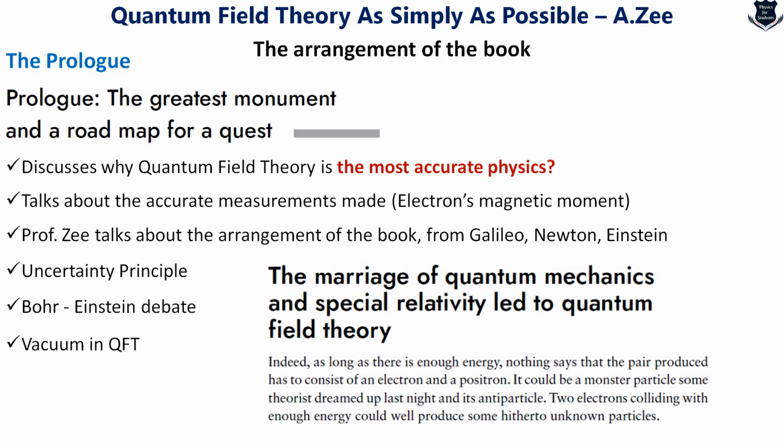The marriage of quantum mechanics and special relativity led to quantum field theory. I am surprised that this portion I have talked about many times in my videos on quantum field theory, and surprisingly Professor Z also talks exactly the same words. So I was thrilled to find that my thoughts are actually flowing with Professor Z's thought. So here he talks about how the marriage of special relativity and quantum mechanics led to the formation of quantum field theory.